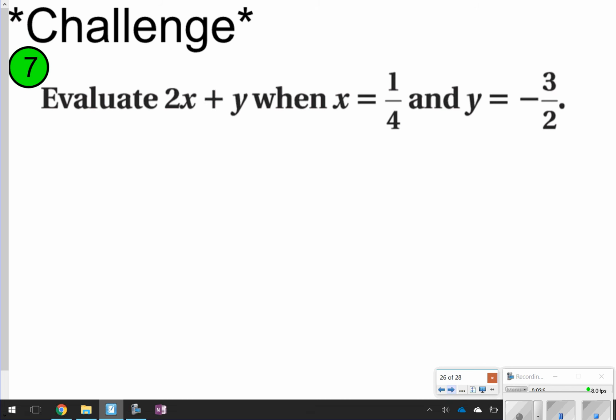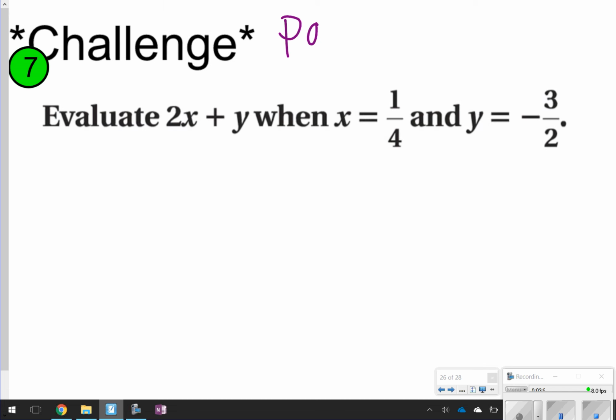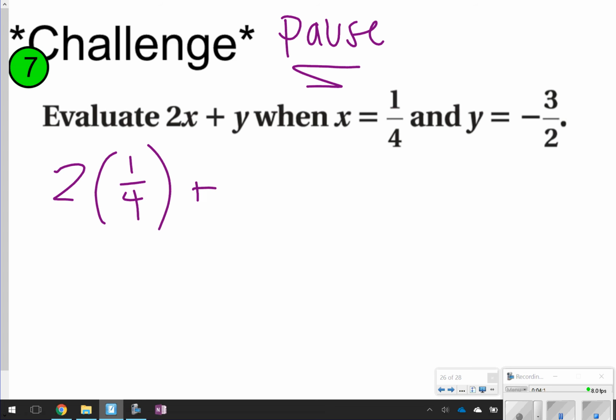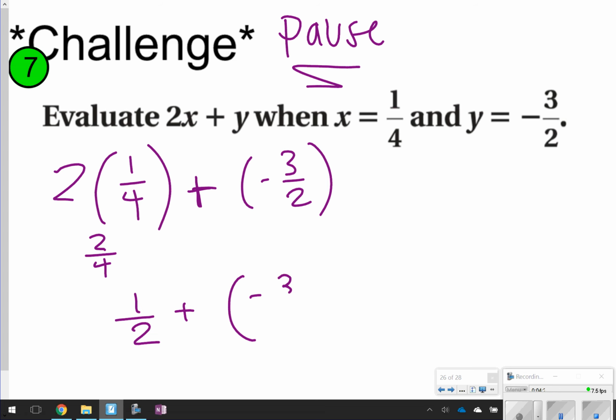The last one is a challenge, and you can kind of do this one with me. If you want to go ahead and pause it now to see if you can try the challenge by yourself, go ahead, but let's go ahead and try this together. So it says evaluate 2x plus y when x is equal to 1/4 and y is equal to negative 3/2. 2x would mean you're doing 2 times 1/4, and then plus y would be plus negative 3/2. When I multiply 2 times 1/4, I get 2/4, which simplifies to 1/2. So 1/2 plus negative 3/2.